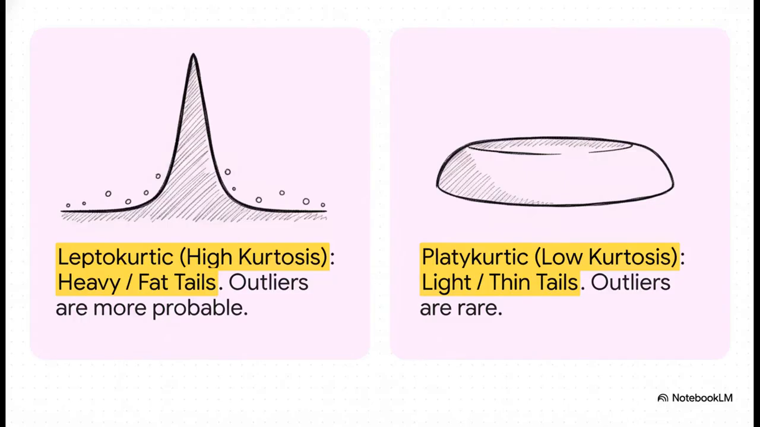And of course, we've got fancy names for this. A distribution with high kurtosis, the one with the fat tails, is called leptokurtic. That just means outliers are way more likely than you'd think. A distribution with low kurtosis is called platykurtic. It has thin tails, meaning an extreme value is incredibly rare.